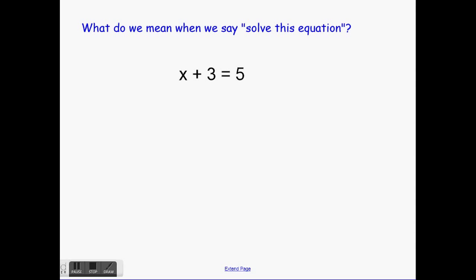Here we go. Oh my god, X is so hard to find. I know, it's great. So, when I say solve this equation, what do I mean? Put 2 there. Find it. Put 2 there. That's what you mean.